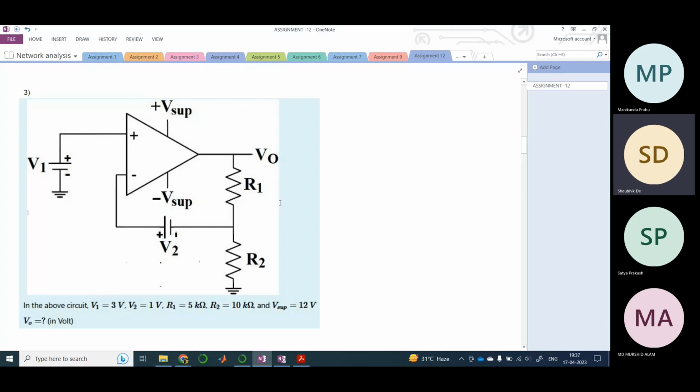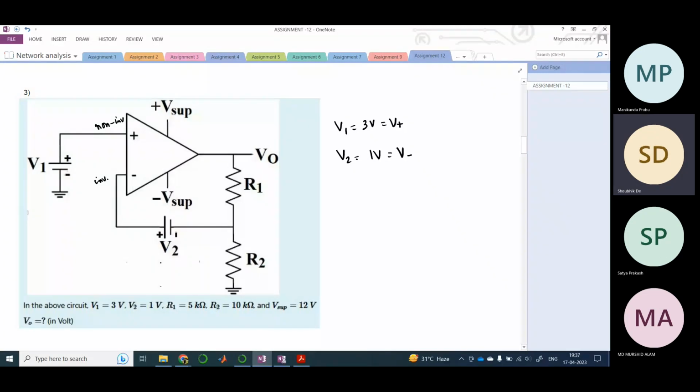Why? Because see here, this plus terminal is the non-inverting terminal, right? And this is the inverting terminal. At the non-inverting terminal we are applying V1, which is equal to 3 volt, which is your V plus. And at the inverting terminal we are applying V2, which is 1 volt, and this is V minus.